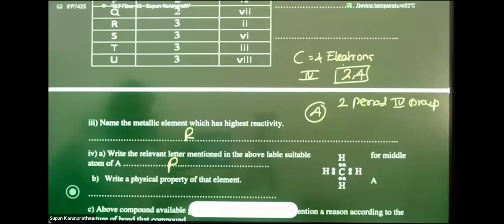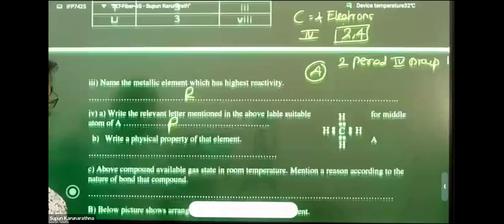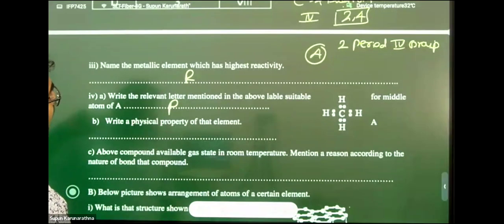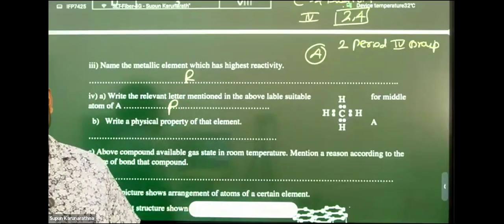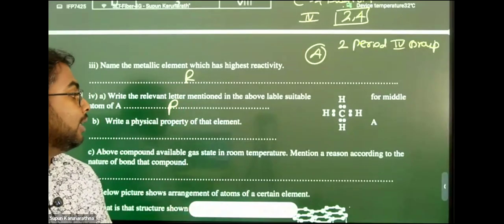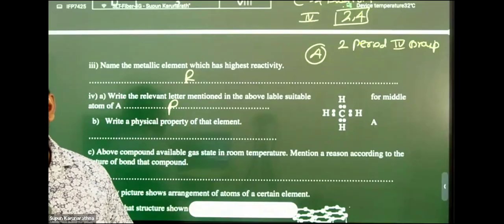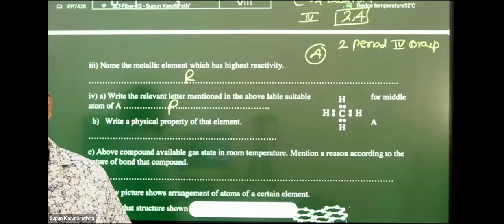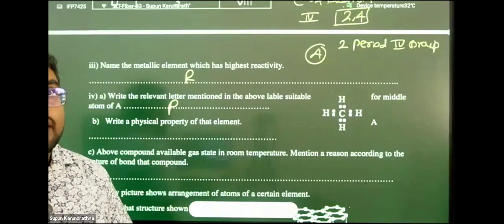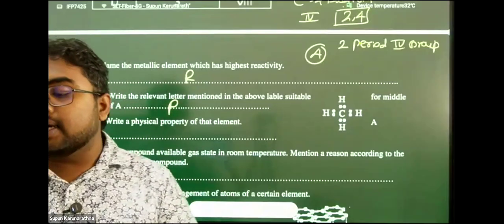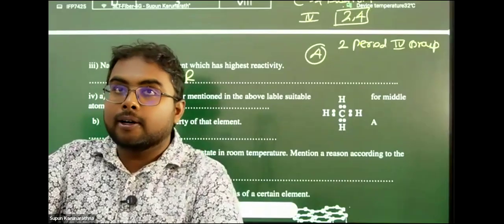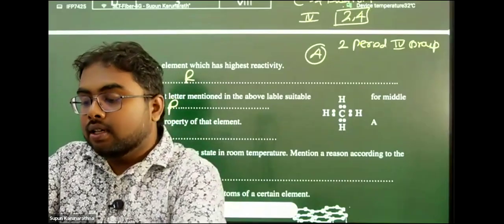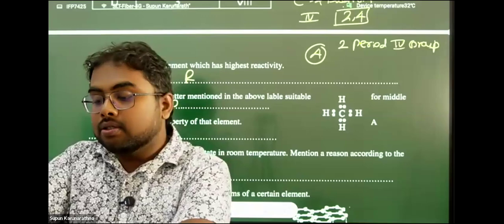Next. Write the physical property of that element. So what is the physical property of that element? Carbon is a non-metal. One of the physical properties is that it is in the solid state. It's a solid and density is comparatively low. It forms covalent bonds.